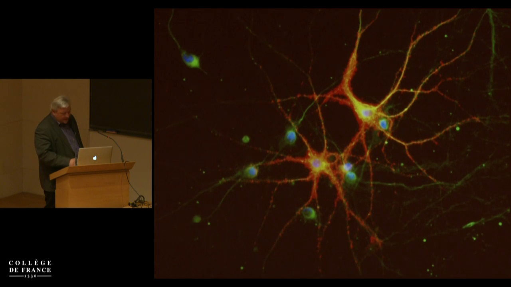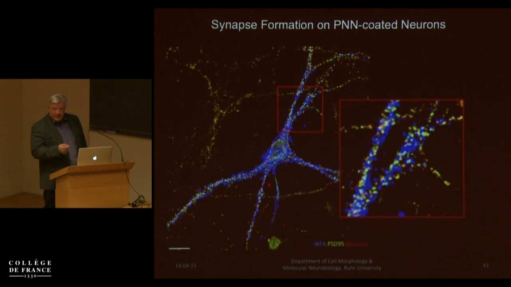So you see that PNNs are present, and it's possible to analyze synapse formation on these perineuronal nets by using the pre- and post-synaptic markers I was mentioning. This here is an example of a neuron that has a very nice matrix code and has both pre- and post-synaptic puncta and overlapping puncta.